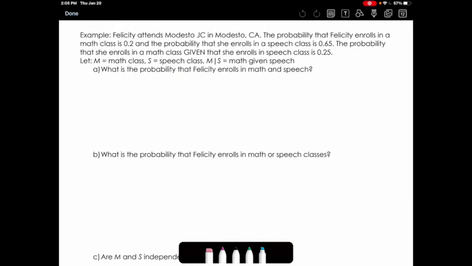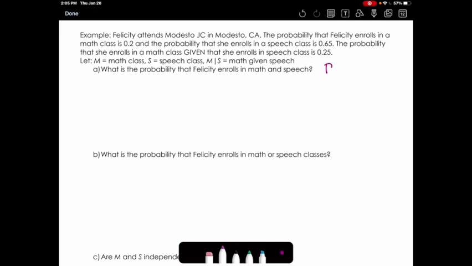In the next example, it says, Felicity attends Modesto JC in Modesto, California. The probability that Felicity enrolls in a math class is 0.2, and the probability that she enrolls in a speech class is 0.65. The probability that she enrolls in a math class, given that she enrolled in a speech class, is 0.25. We're going to let M be the event that she signs up for a math class, S is the event that she signs up for a speech class, and then, of course, M given S is the event that she signs up for a math class, given that she has signed up for a speech class.